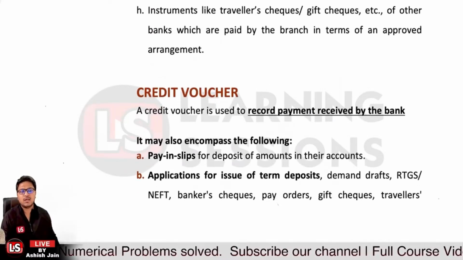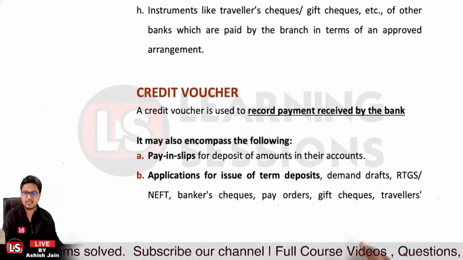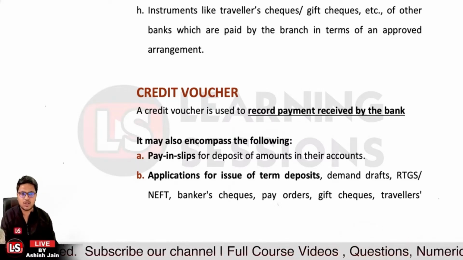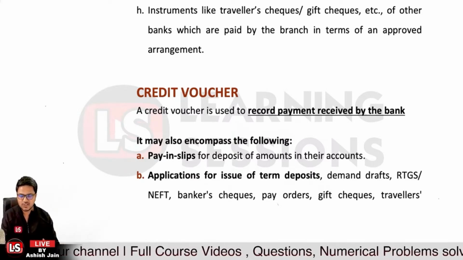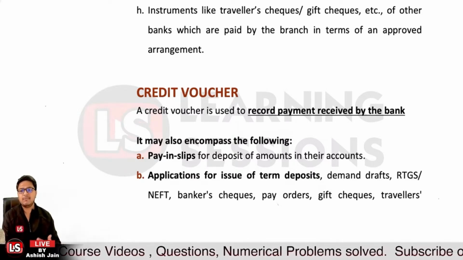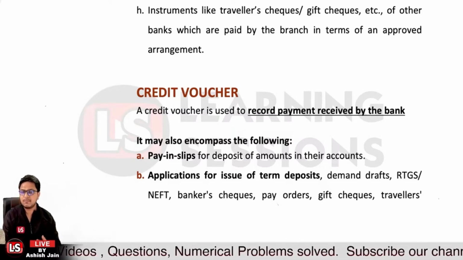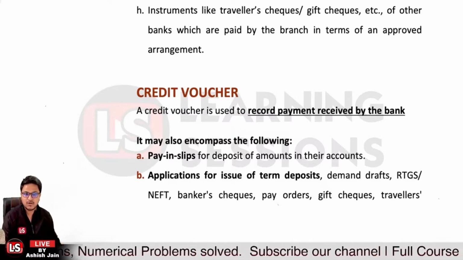Now the credit voucher is used to record payments received by the bank. Whatever payment the bank receives is recorded with it. It may also encompass paying slips. If you want to deposit an amount to your account, there is a paying slip that you deposit with the bank along with the deposit. That's actually proof that you have received the payment.